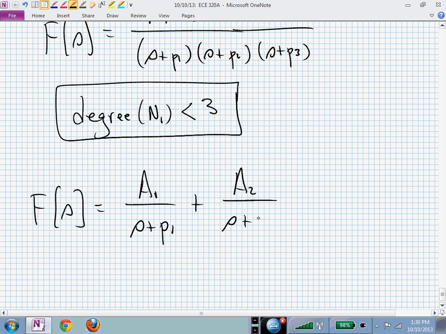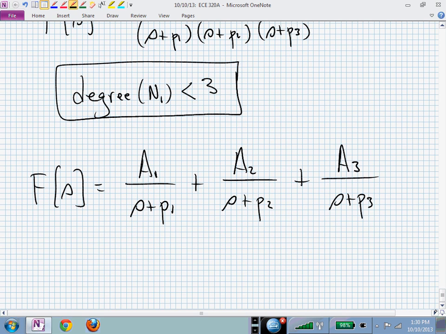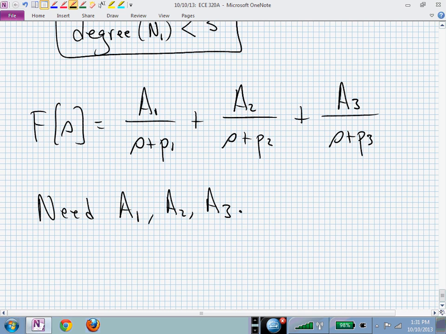I'm mixing it up on you. But these are different coefficients, aren't they, or residues? And now if we knew A1, A2, and A3, we could find the time domain expression. Now remember, P1, P2, and P3 could be complex. But in this partial fraction expansion, we need to figure out or find A sub 1, A sub 2, and A sub 3.